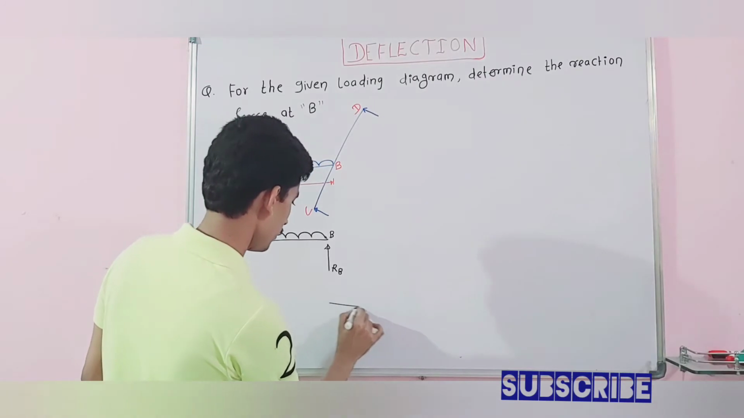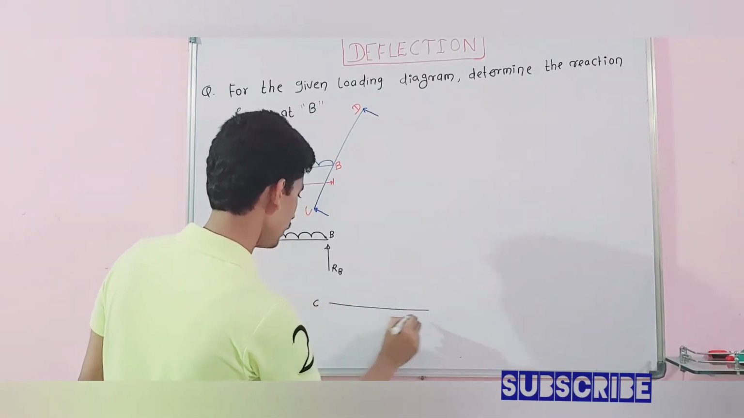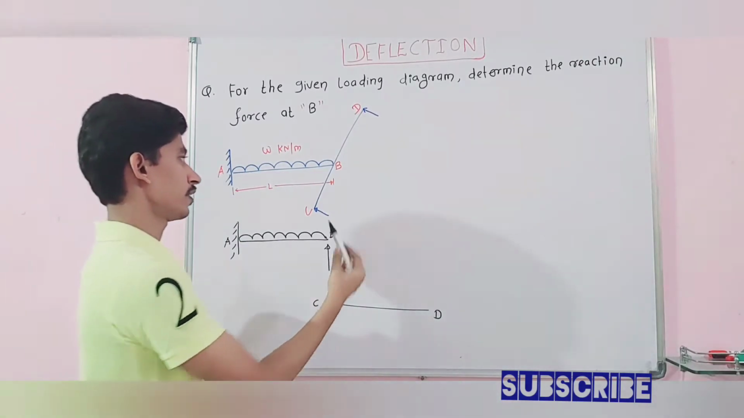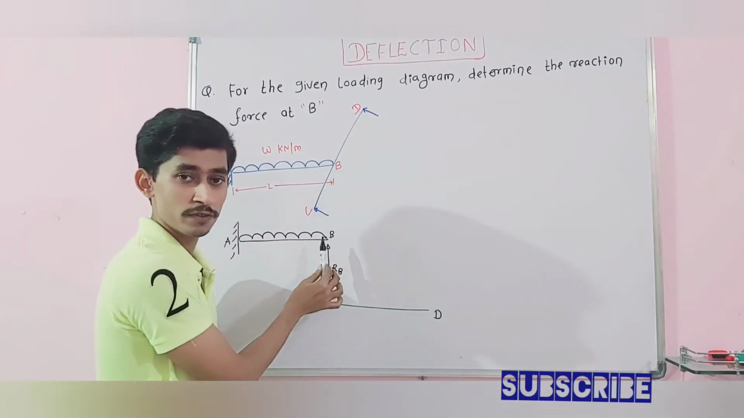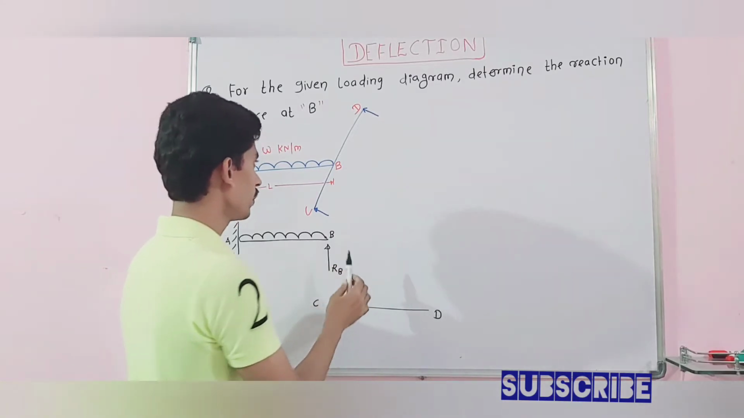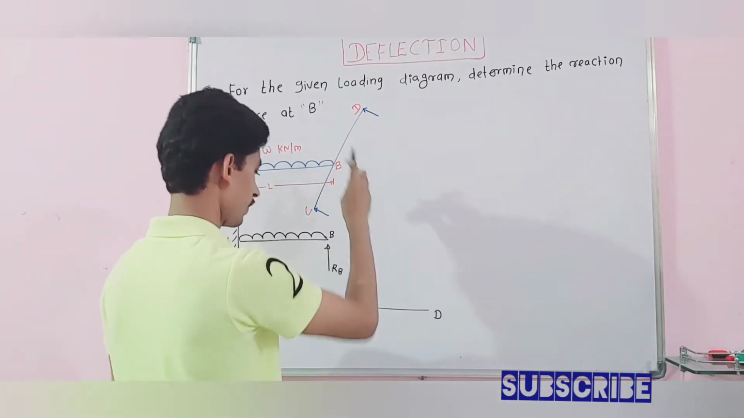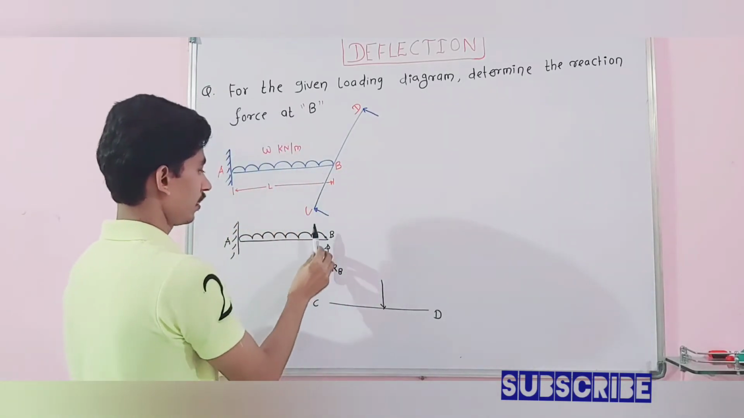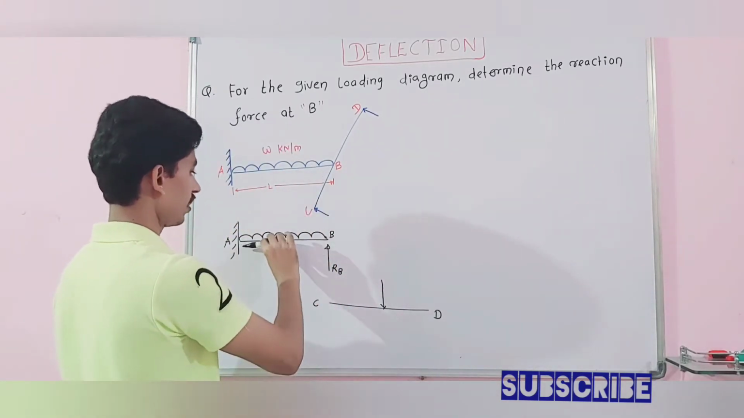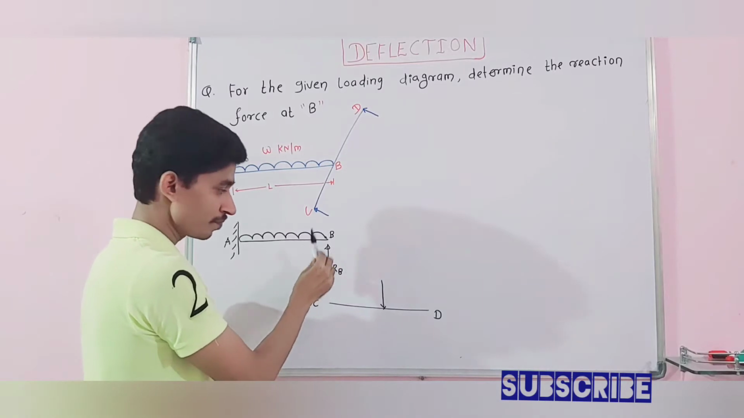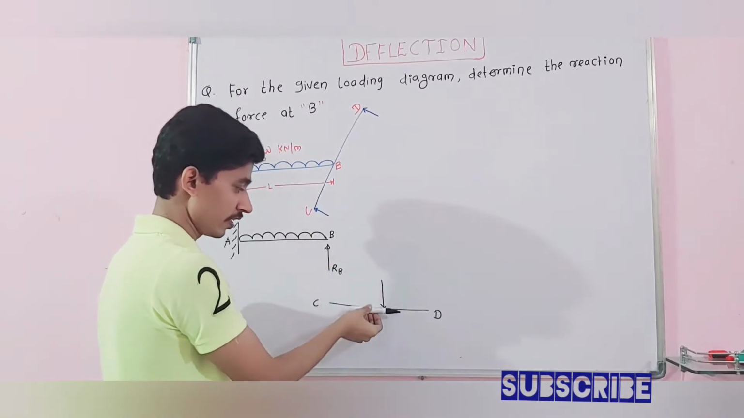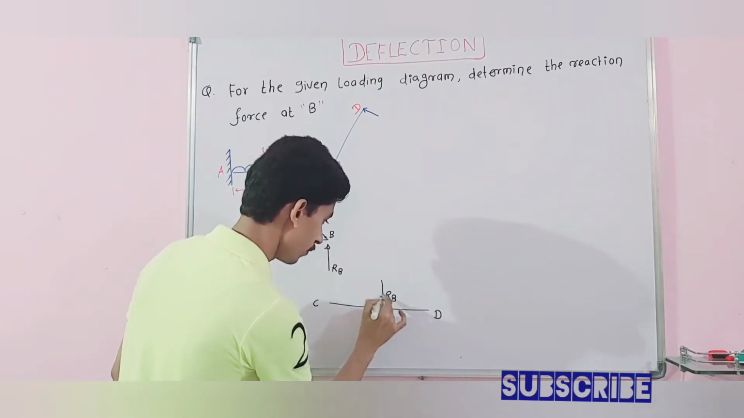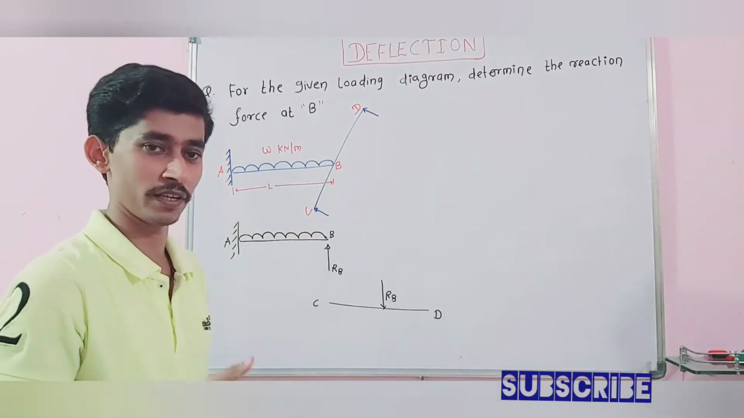This is my C and D. Yes, for C and D, if you think here, this is the reaction force RB. A similar reaction force will occur over here. In this case, the reaction force at B for section AB will be in the upward direction, and similarly for section CD it will be in the downward direction. Why? If you get this, you will solve the problem very easily.